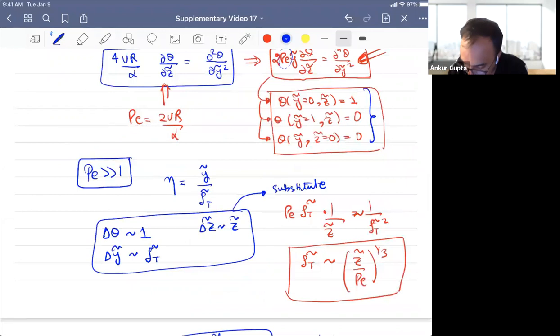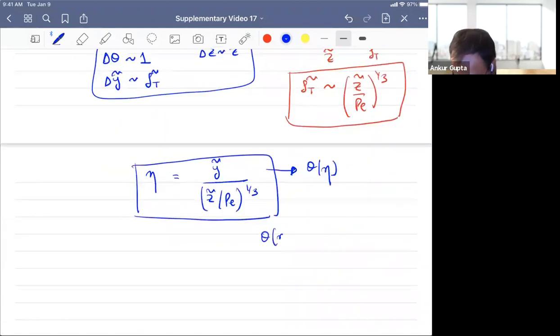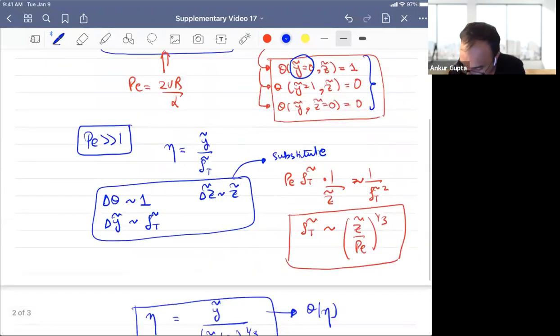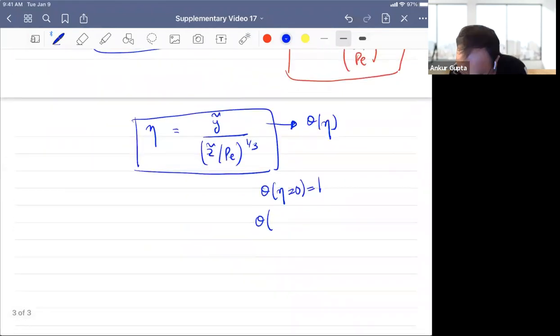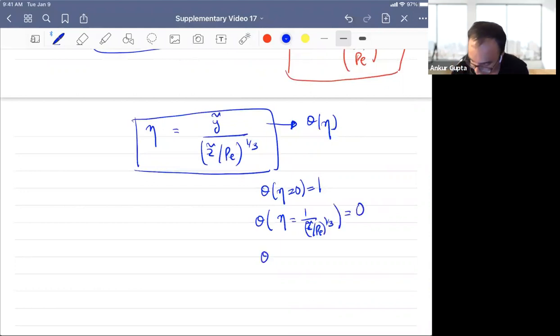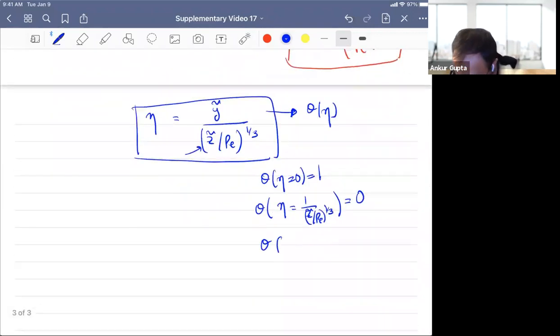So let's try to change our boundary conditions. When y is 0, essentially our eta is 0. So we say theta at eta equal to 0 is simply 1. Now when y is 1, then our eta is 1 by z tilde by Peclet to the power 1 by 3, and this value is 0. Then finally when z is 0, that means our eta is infinity, and we get the value to be 0.